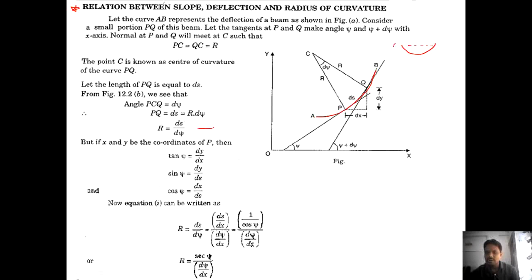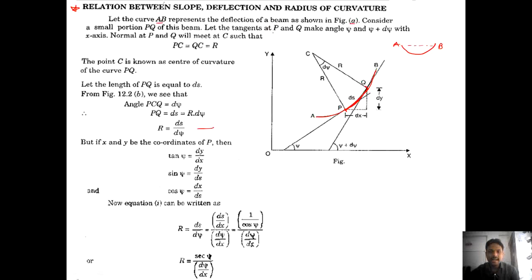This was the neutral position of beam AB. Beam gets deflected from this to this point. So suppose AB is a deflection. Let curve AB represent the deflection of the beam as shown in figure A. Consider a small portion PQ of this beam. We have to consider only a small portion of that beam, this much portion PQ.